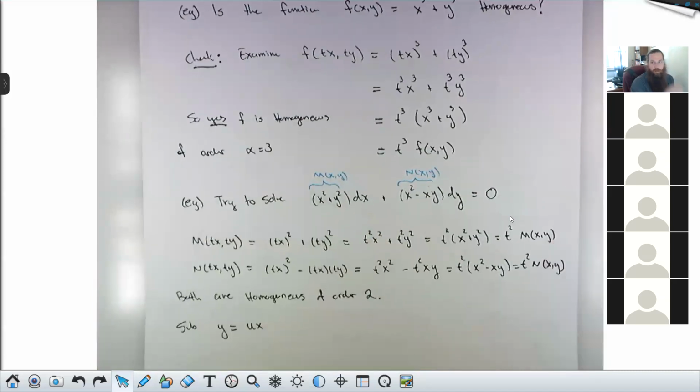The goal when you make a substitution in a differential equation is to get the whole equation rewritten in terms of u and x, no more y's. If you make the other substitution, the goal is to get the differential equation written in terms of v and y, no more x's. So everywhere there's a y, I'm going to write u times x instead. The other thing I need to do is calculate the differential dy.